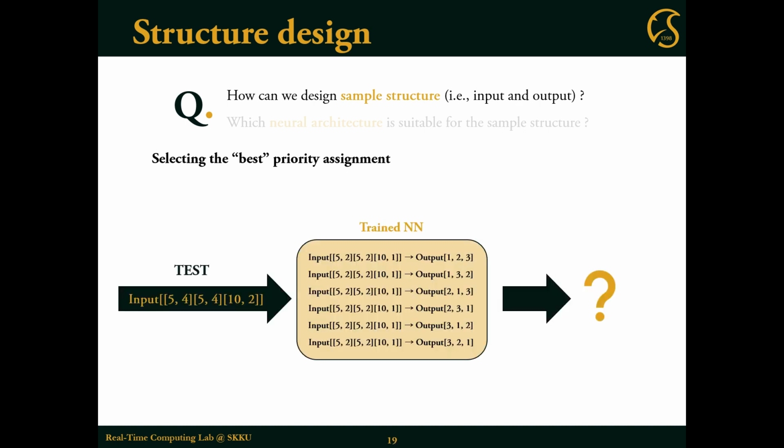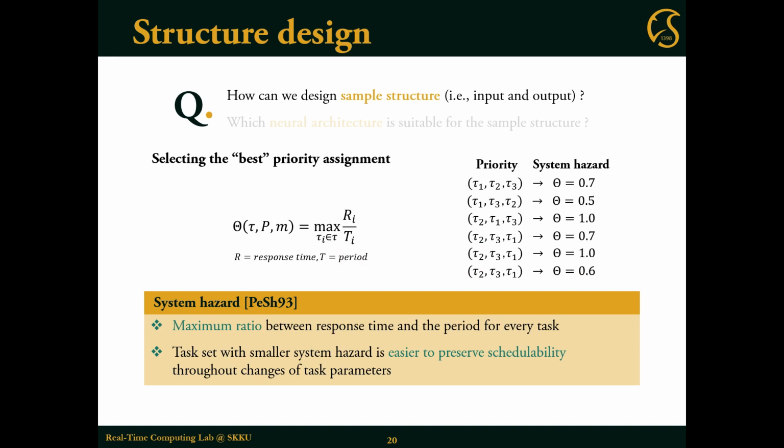It would be highly unlikely that the neural network trained like this would only give out our desired answer of 2 schedulable priority assignments. And this is exactly why we need to focus on choosing the right candidates to train. Using system hazard was our first step of selecting the best priority assignment. System hazard is the maximum ratio between the response time and the period for every task. And a task set with smaller system hazard is easier to preserve schedulability even when the task parameters change.